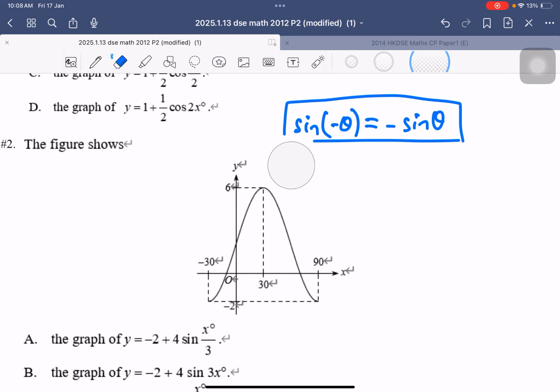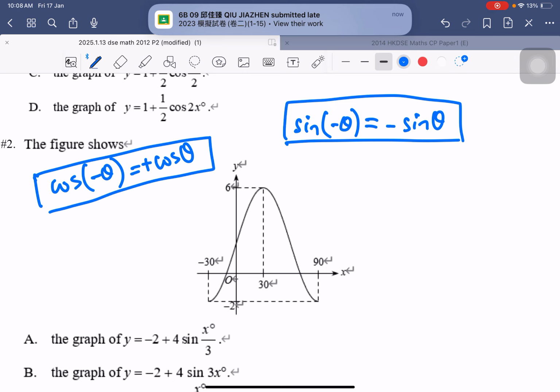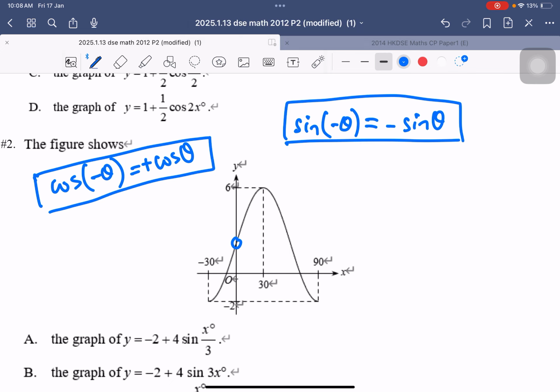Remember one more. What is cosine negative theta? Cosine negative theta is cosine theta, positive cosine theta. Okay, so which two points do we have? The point that we have is this point, with coordinates negative 30, negative 2. That's the first point we have. And the second point is 30, 6. Those are the two points we have.